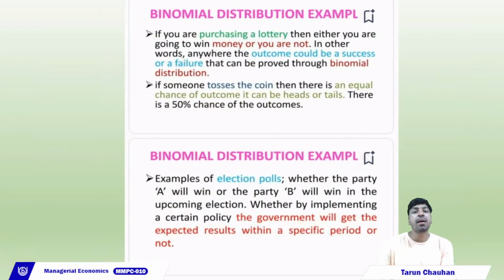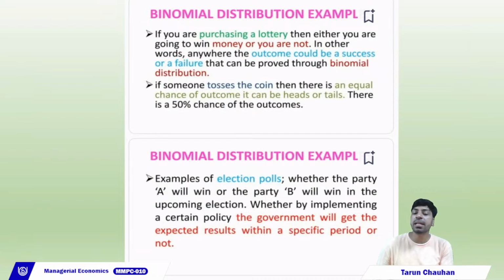There's another example: binomial distribution is used for purchasing a lottery, whether you are going to win money or not. So it would be a success or failure. When we talk about two possible outcomes, we always talk about the binomial distribution. It also covers tossing a coin, head and tail. So there is 50% probability, that means 50% chance the outcome would come under the head, or 50% chance under the tail. So in this particular parameter, the binomial distribution model will be adopted.